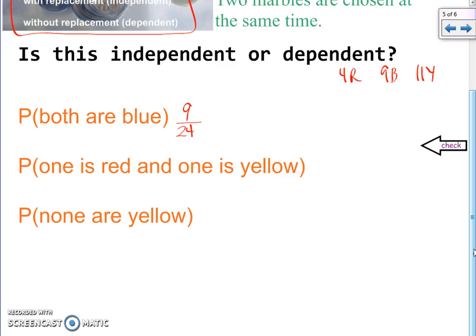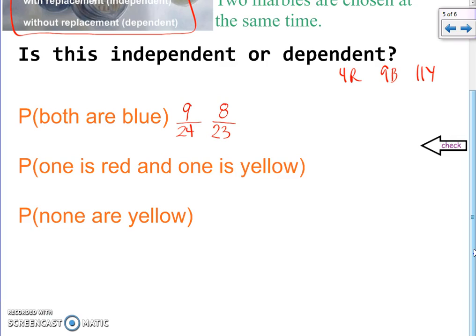So now we have a marble in our hand, okay? What's the probability that the next one is going to be blue? 8 out of 23. Why is it 8 out of 23? Okay, so there's one less marble. We have a blue marble in our hands. So now the probability that we're going to pick another blue marble would only be 8. And there's only now 23 marbles in the bag, grand total marbles.